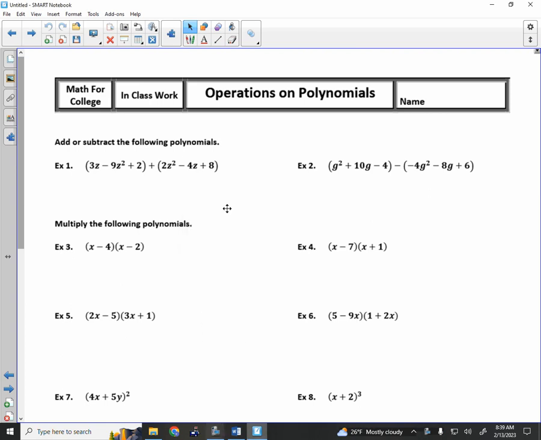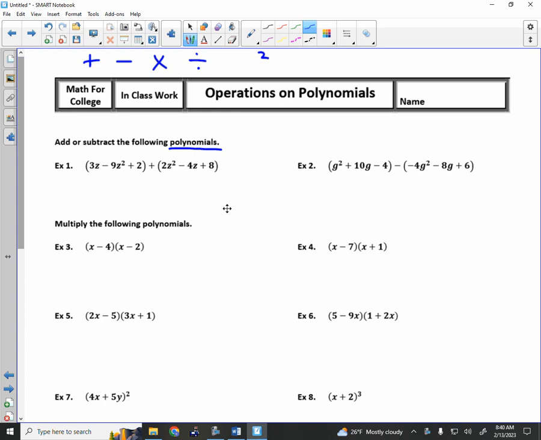Okay, the other day we taught you guys how to deal with exponents and whatnot. We went ahead and did that. Today we want to talk about operations on polynomials. And today we're going to teach you how to add, subtract, multiply, divide, and even raise polynomials to a power. So we want to learn those four things.